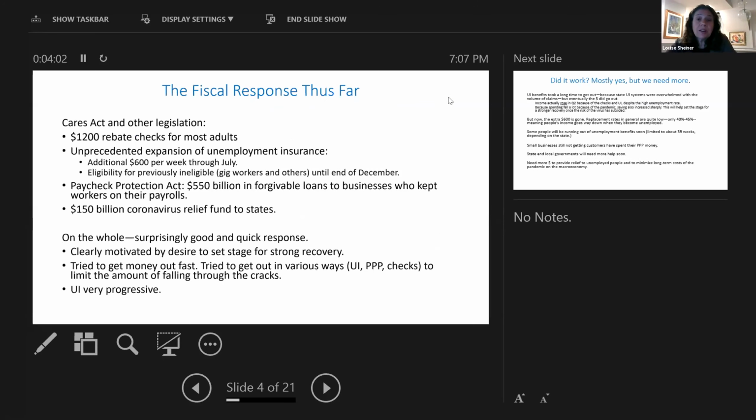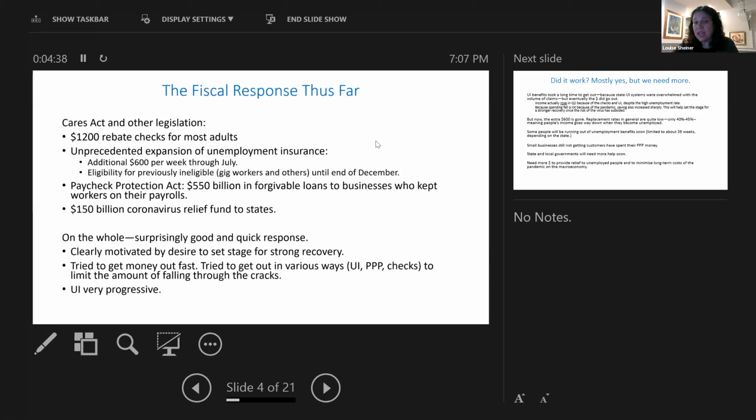So what did we do so far? So we passed a lot of legislation in the spring. The biggest piece was the CARES Act. It included $1,200 rebate checks for most adults, a really unprecedented expansion of unemployment insurance. It had two major components. It increased unemployment benefits by $600 per week through the end of July. And it also expanded eligibility for people who usually are not eligible, like gig workers, people who didn't make enough money, who don't have a long enough earnings history. And that expansion lasts through the end of December.